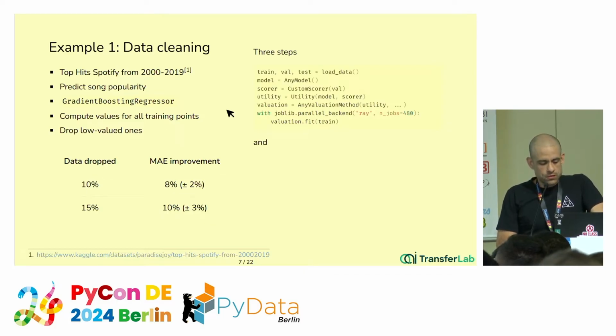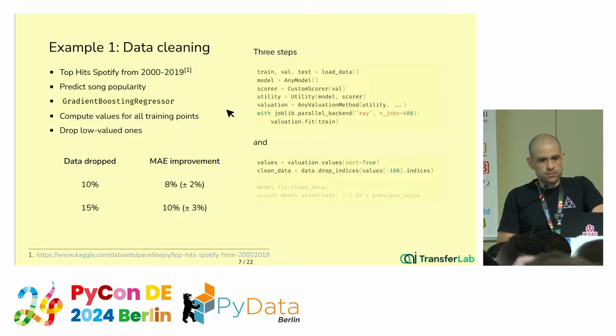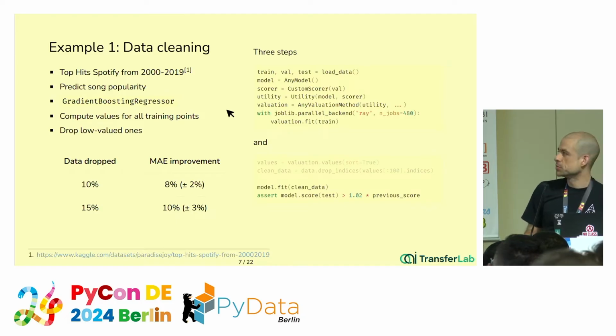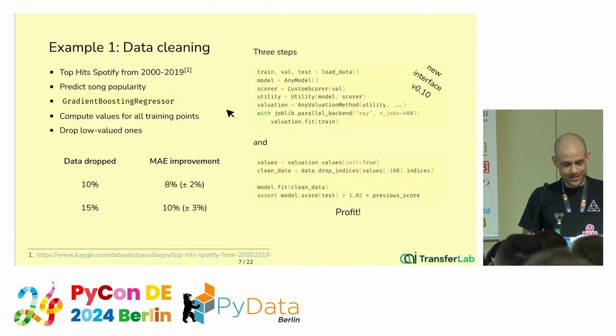So you have this, you fitted your thing, took a while, and now what you do is you take your values, you drop the bad ones, like 100, I don't know, I just picked a number randomly, this is pseudocode of a sort, and you fit on your clean data, and this assertion works. I took a more conservative number here, 1.02, because this one is made up completely. Okay, profit. We just won.